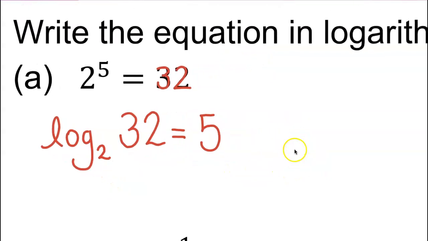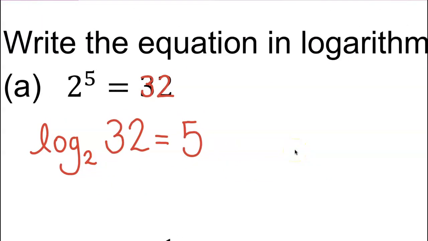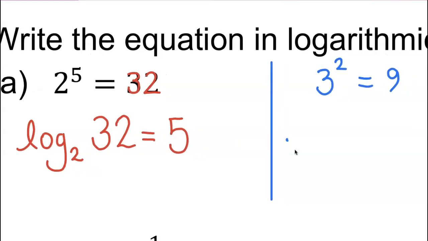So let me give you another one over here. I'm just going to make up another one, very similar one. What if you have 3 squared equals 9? How would you write that in log form? You're going to write log, write the base small, log base 3, and the next number you need is 9. And you will say that equals what number?